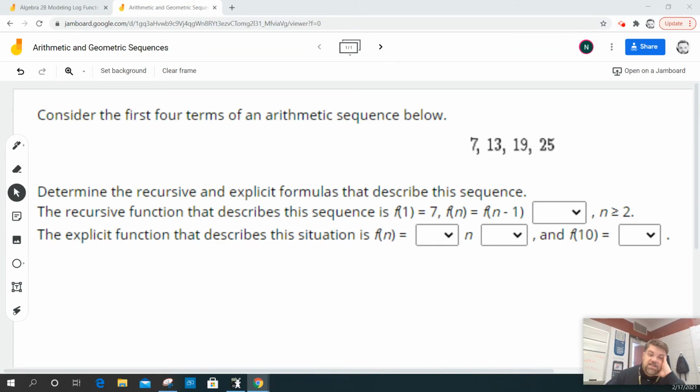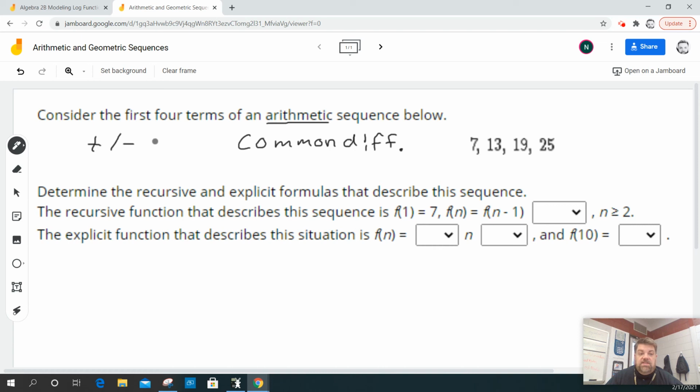All right, so this one says consider the first four terms of an arithmetic sequence. Now, we're going to talk about arithmetic and geometric. So right off the bat, I want you guys to recognize that arithmetic has a common difference. And that common difference is we're going to add or subtract the same number. Okay.